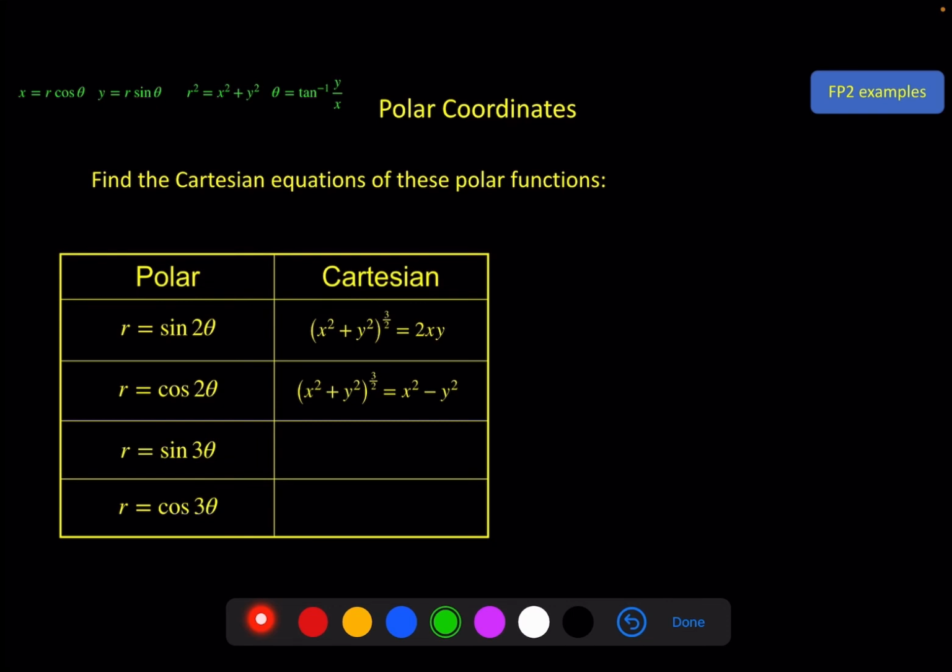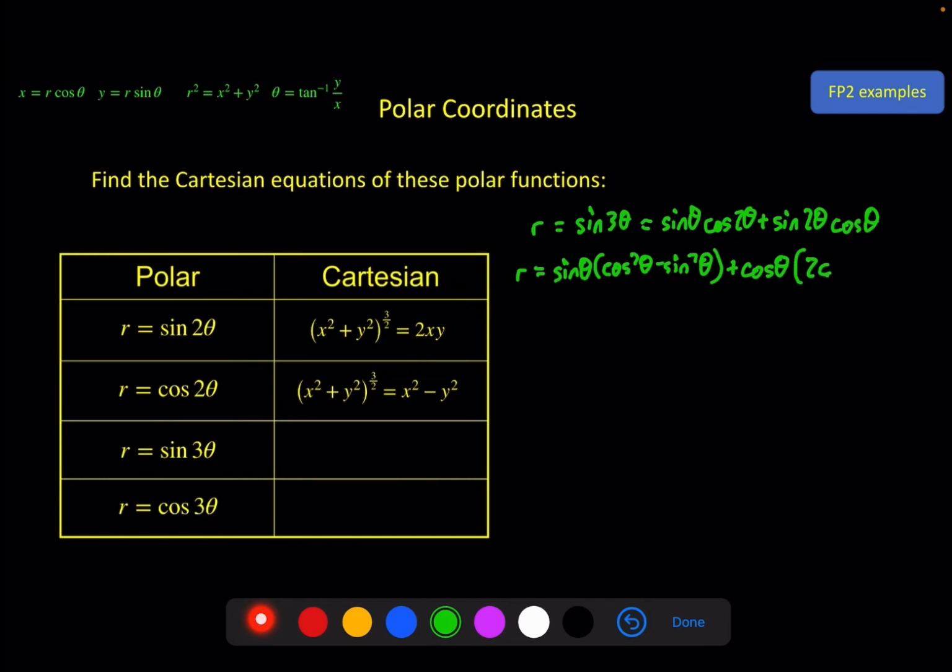Taking it a step further, r equals sine 3 theta. Using the addition formula, we have sine theta cos 2 theta plus sine 2 theta cos theta. And then, of course, we have to put the identities for the double angle formulas in here and continue expanding this out. So we've got r is equal to sine theta times cos 2 theta, that's cos squared theta minus sine squared theta, plus cos theta times 2 sine theta cos theta.